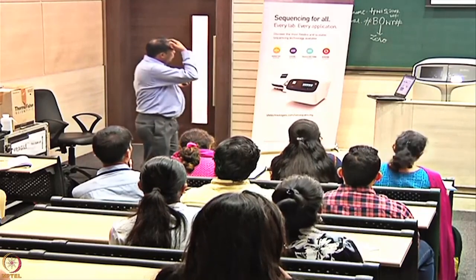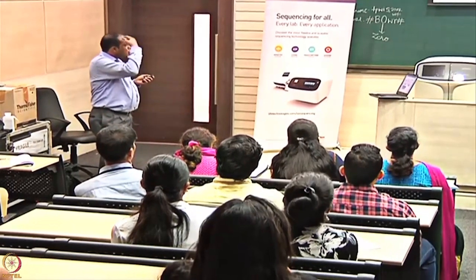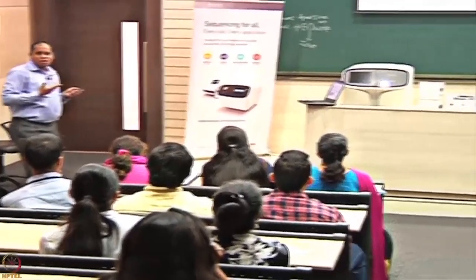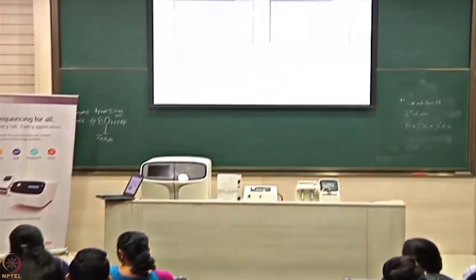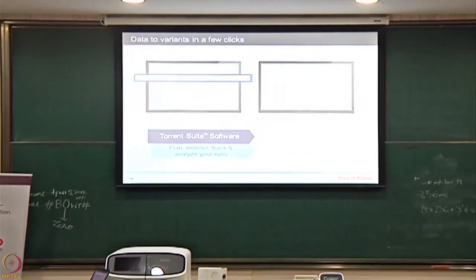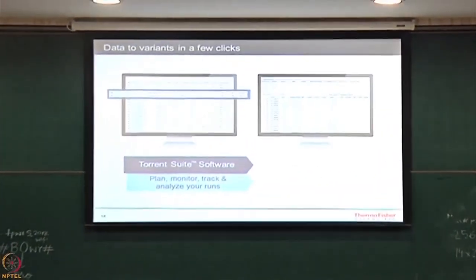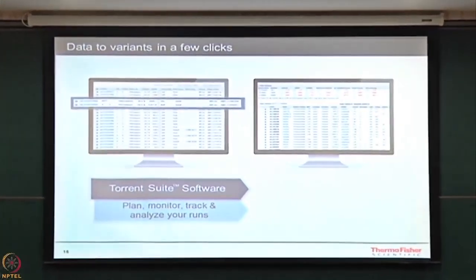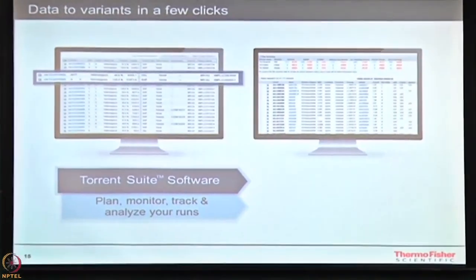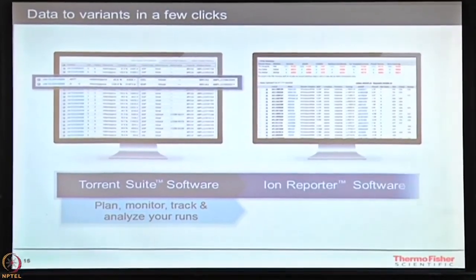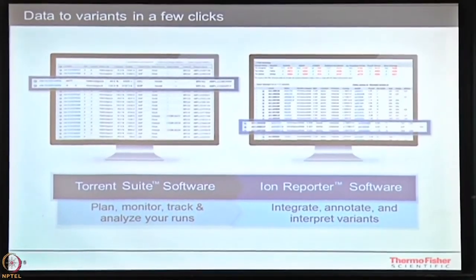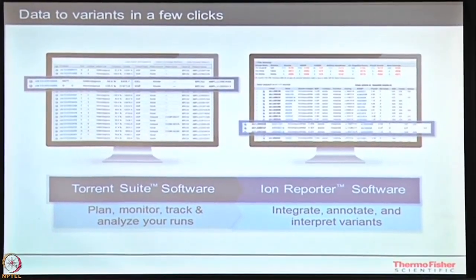So what happens over here? You have Torrent Suite software, which helps you to plan your runs, run your data, generate your variants, and understand what the coverage is across those regions, right? You're getting results over there as variants, mutations. You take that further and put it into Ion Reporter. Ion Reporter will help you in integrating, annotating, and interpreting your results, right?